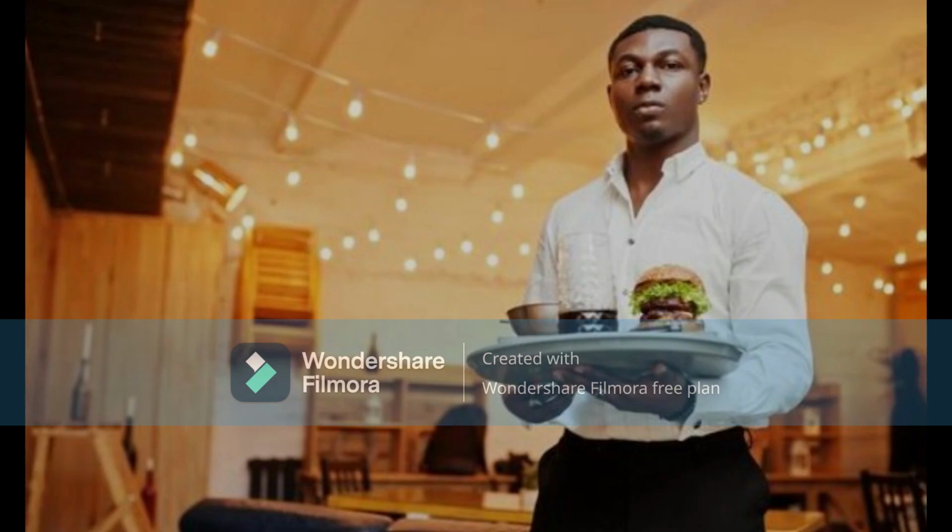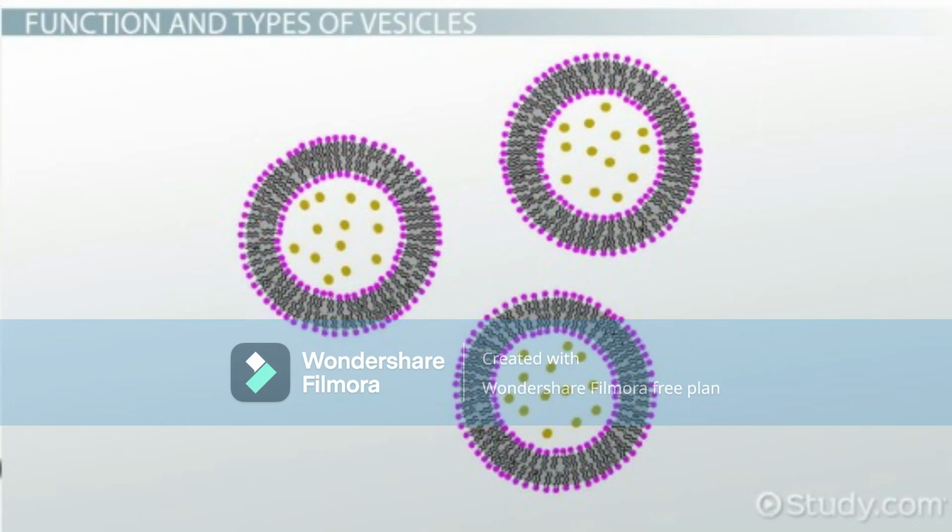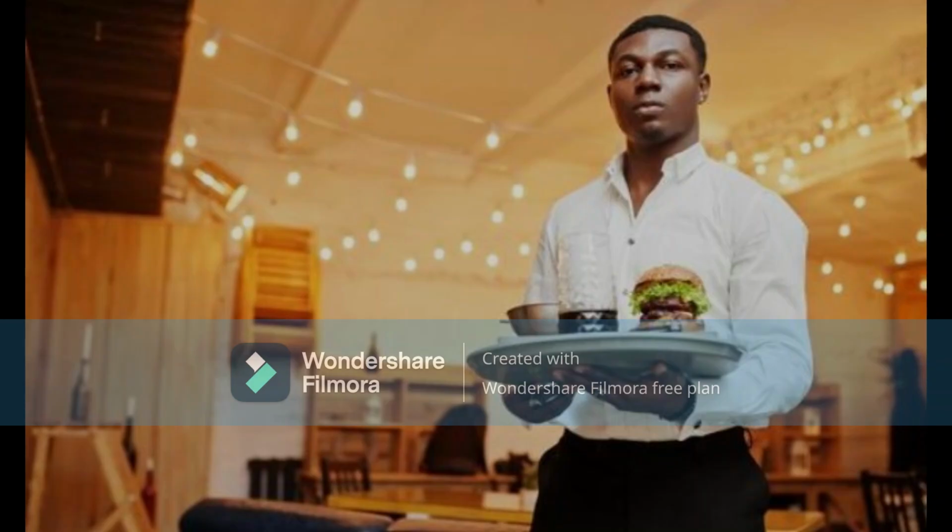The last thing we have is the servers, or the vesicles. The vesicles move protein and food around throughout the cell to the places they need to go, just like the server delivers food to different people or guests.